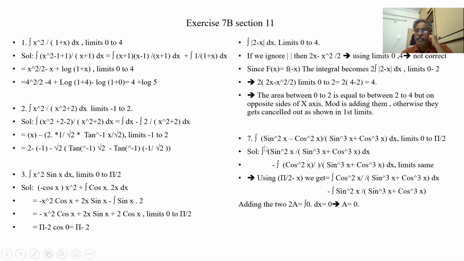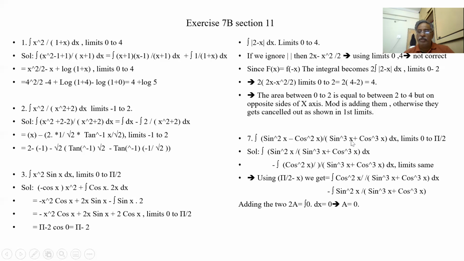Let us see this. Integral of sin square x minus cos square x by sin cubed x plus cos cubed x dx. It appears as if it is a difficult problem, but since the limits are 0 to pi by 2, and 0 plus pi by 2 is pi by 2, I put pi by 2 minus x in place of x. So sin square of pi by 2 minus x becomes cos square x. Cos square of pi by 2 minus x becomes sin square x.